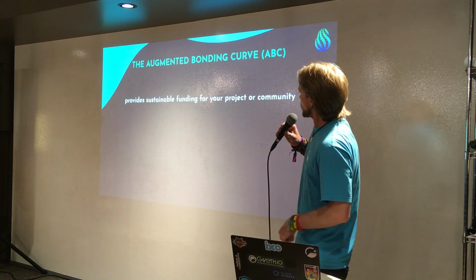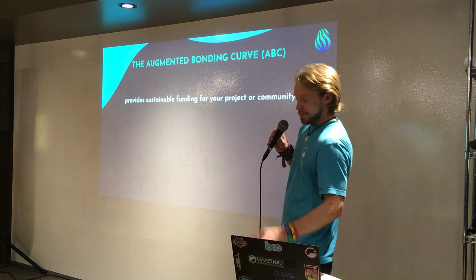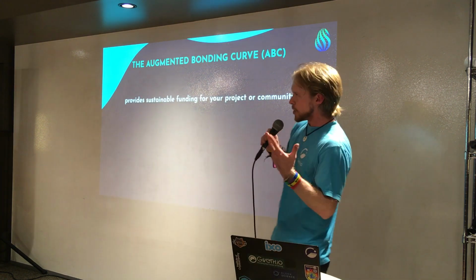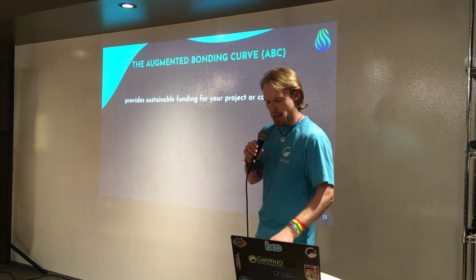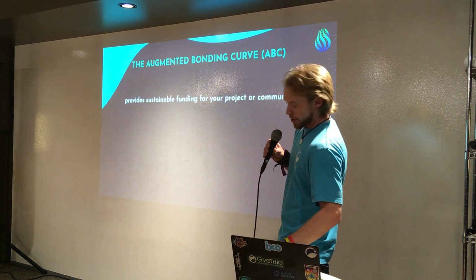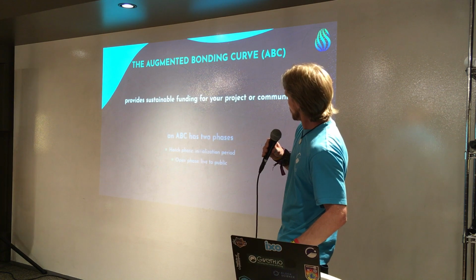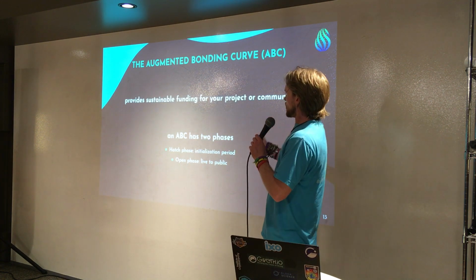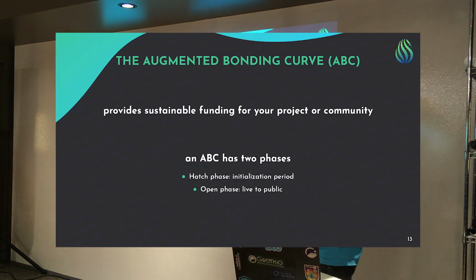So the augmented bonding curve provides sustainable, well, sustainable is a big word, but continuous funding, how about that? For your project or community, there we go. So an augmented bonding curve has two phases. We've got the hatch phase, which is kind of the initialization or the crowdfunding period. And then we've got the open phase, which is when the bonding curve is live to the public.